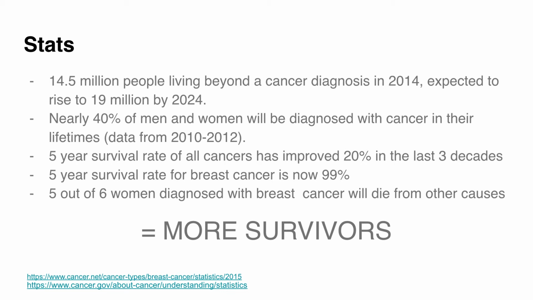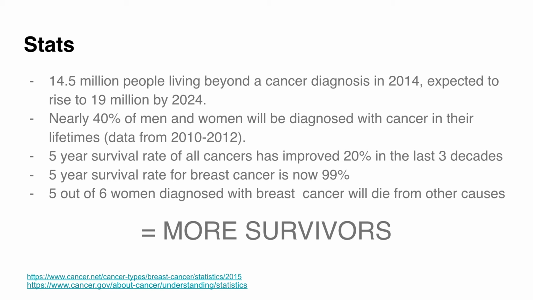So, 14.5 million people will be living beyond a cancer diagnosis in 2014. Again, that's the latest statistics that are out with that estimated survivorship data. It's expected to rise to nearly 19 million by 2024. So, in another 6 years, we're expected to have 19 million people in the US living beyond a diagnosis of cancer. So, in that survivorship phase of cancer. Nearly 40% of men and women will be diagnosed with cancer in their lifetimes. So think about your classmates and think about 40% of you guys in your lifetime, if statistics pan out, will be diagnosed with some form of cancer in your life.